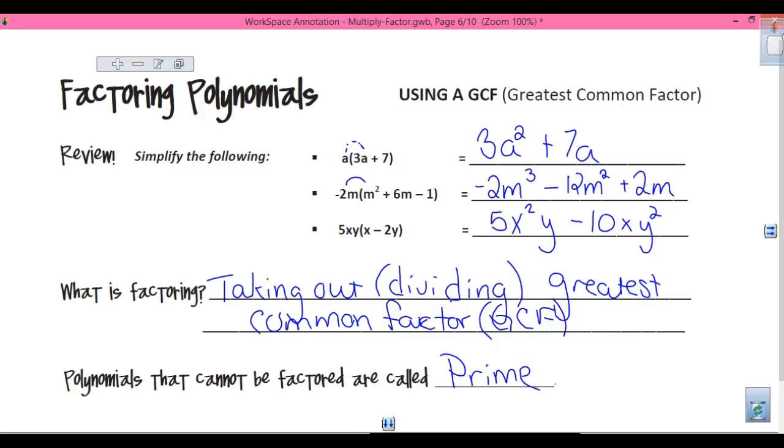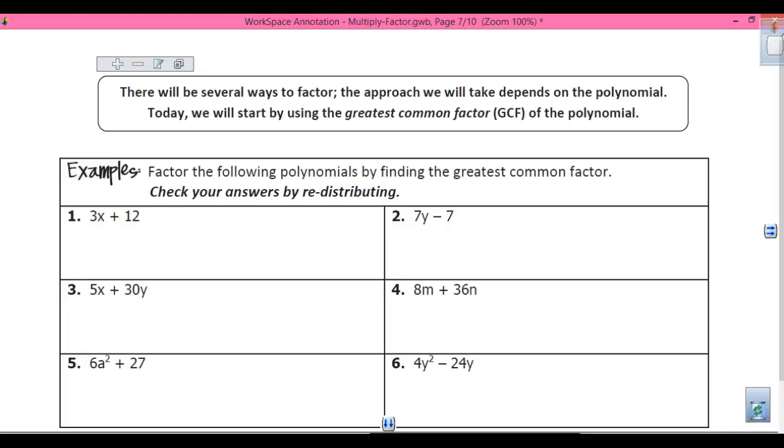All right, so let's practice some of these. I've got to look at both of my terms, the 3x and the 12. What number can both of those be divided by? The 3, good. Not the x, because there's not an x in both of them, so just the 3. We're going to write the 3 down, and then use a set of parentheses.